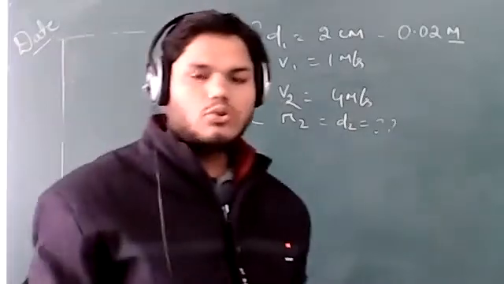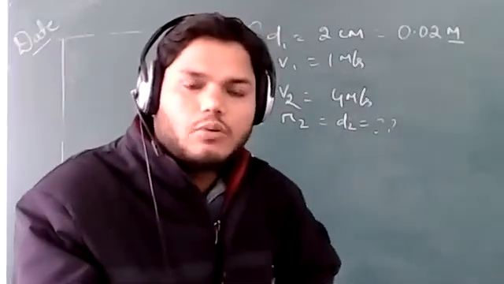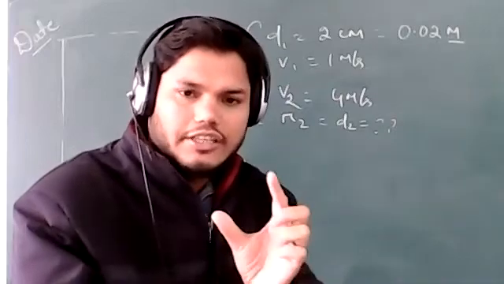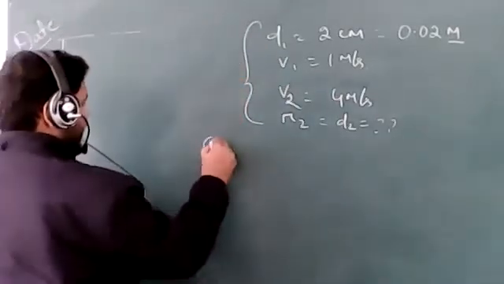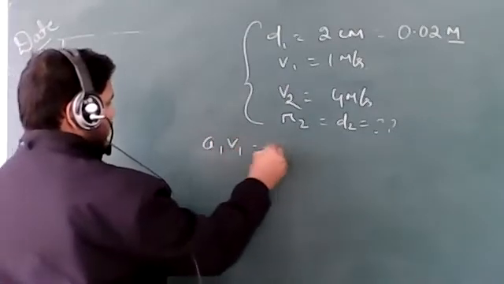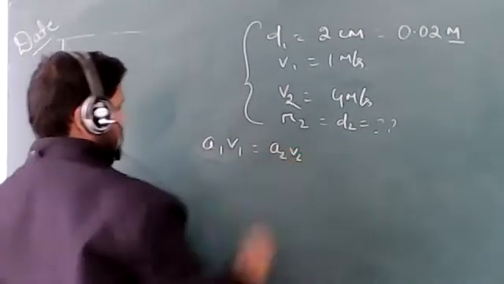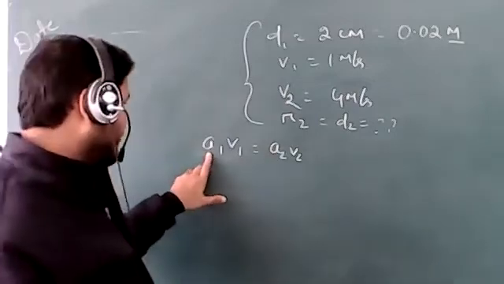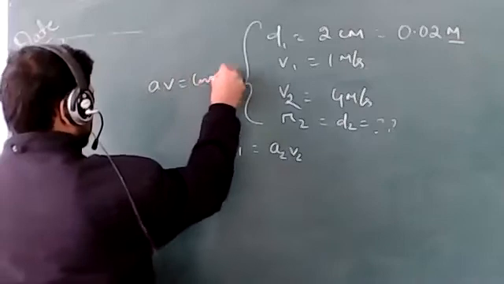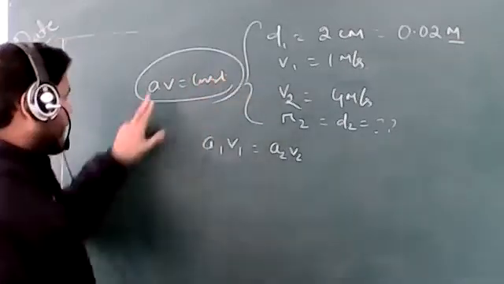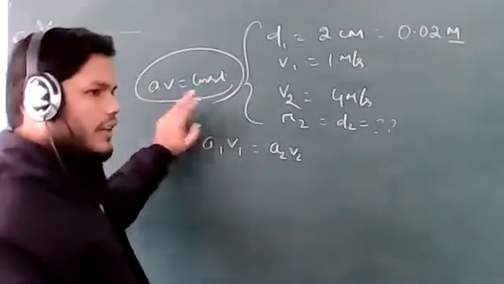So you know that there is one formula, the equation of continuity. What does the equation of continuity tell? A1 into V1 equal to A2 into V2. Is it or not? A1 means the first area. That means A times V remains constant. This is the equation of continuity: area into velocity remains constant.